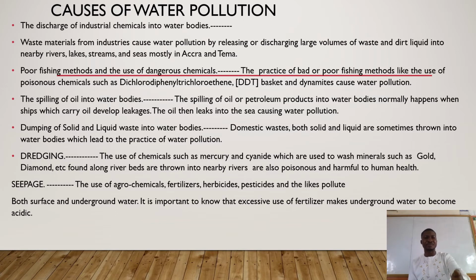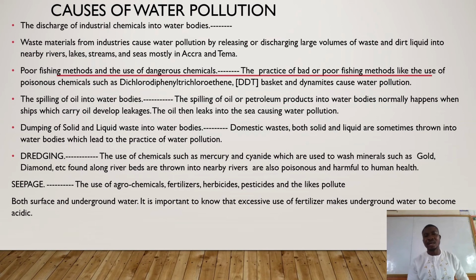You know that I've shown you a picture where a lot of materials are being dumped into that water body, that river. We are saying that it is not good for our health. When domestic waste, both liquid and solid, is sometimes thrown into water bodies, it leads to the practice of water pollution.